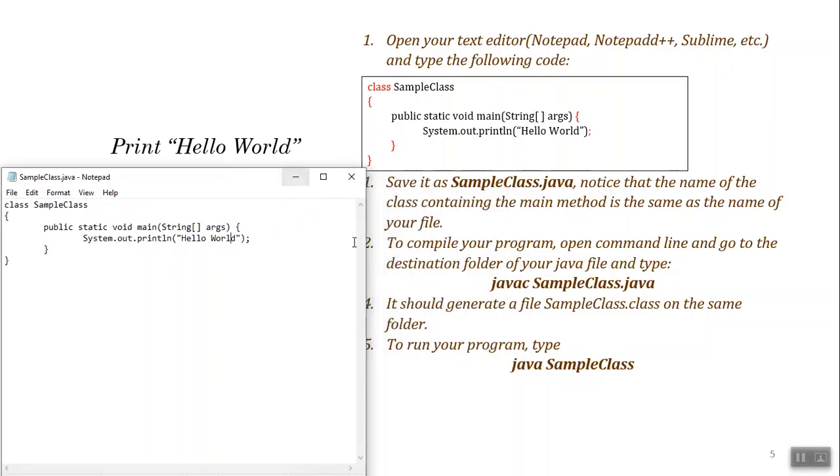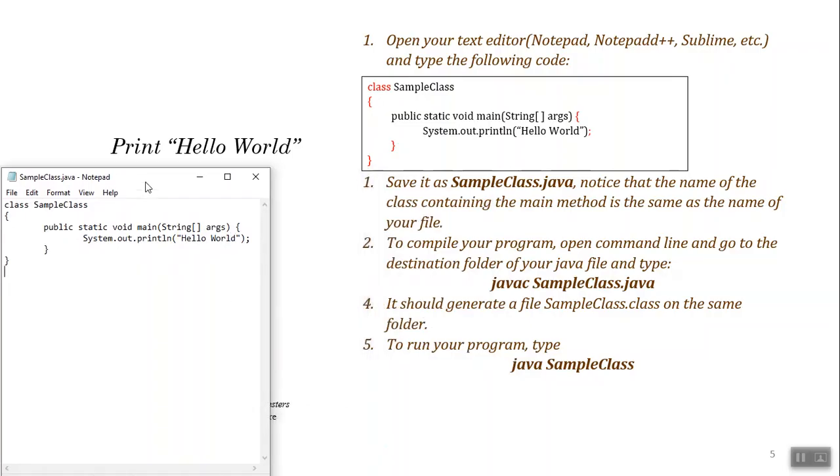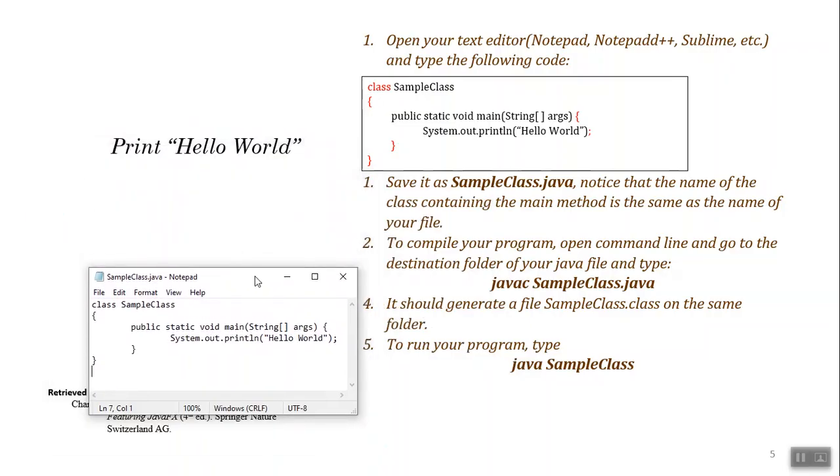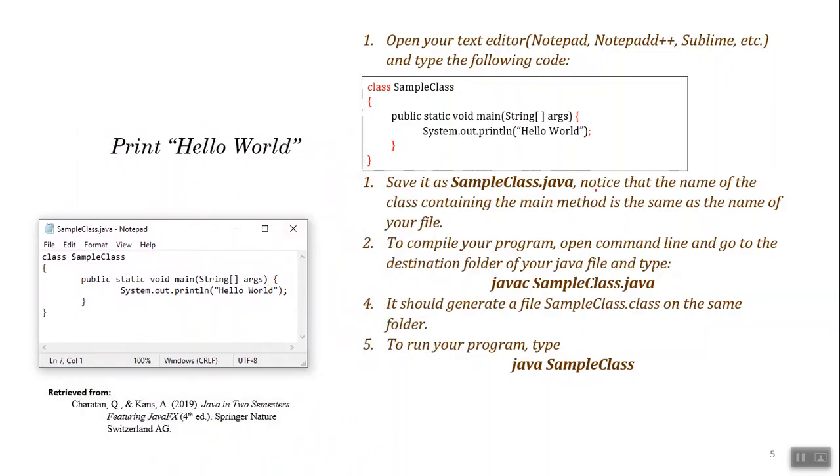It says here to save it as SampleClass.java. Notice that the name of the class containing the main method is the same as the name of your file. Then to compile your program, open the command line and go to the destination folder of your Java file and type javac SampleClass.java. It should generate a file SampleClass.class in the same folder. And then number 5, to run your program, just type java SampleClass.